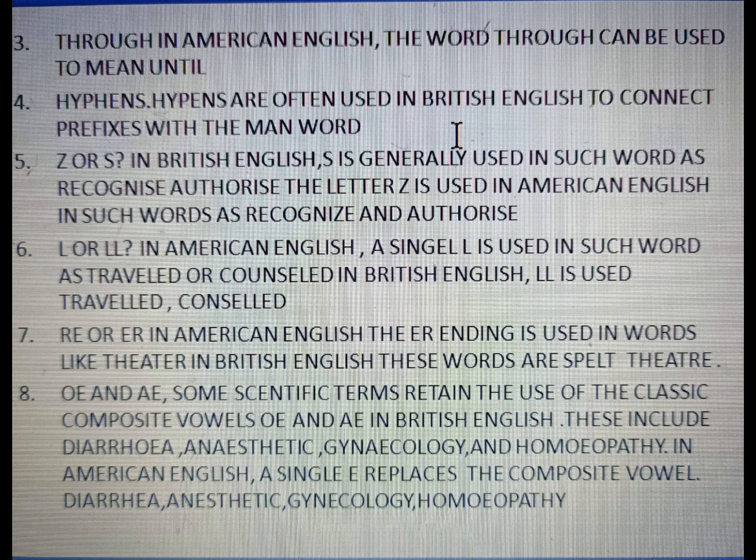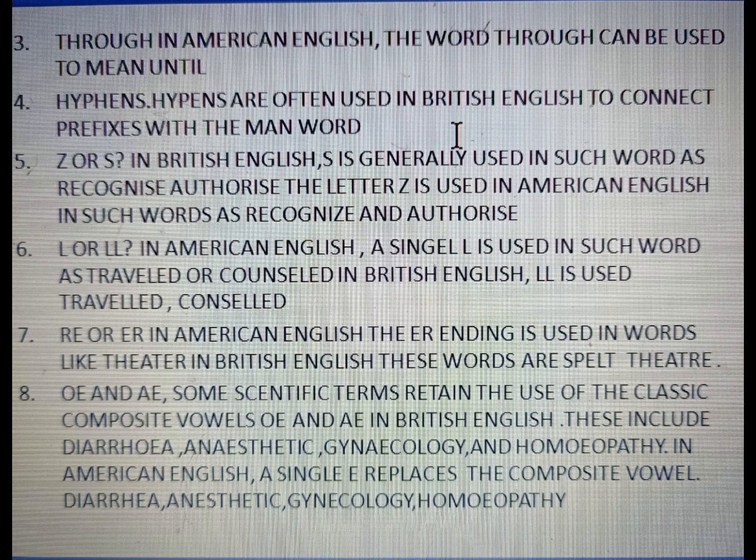Six, L or double L. In American English, a single L is used in such words as traveled or canceled. In British English, double L is used: travelled, cancelled. Seven, RE or ER. In American English, the ER ending is used in words like theater. In British English, these words are spelled theatre.